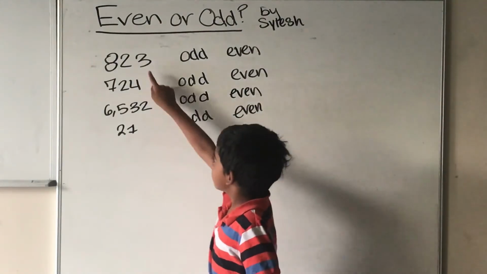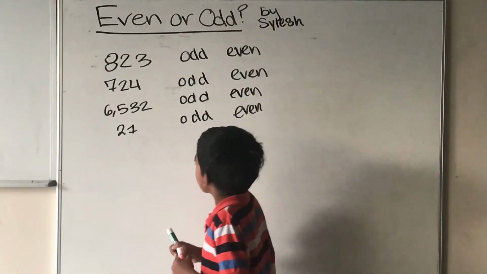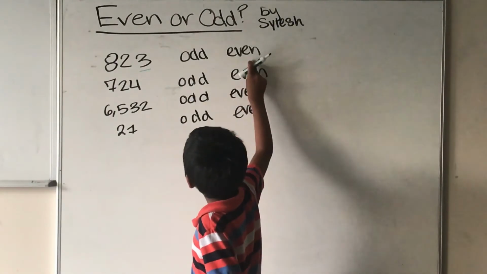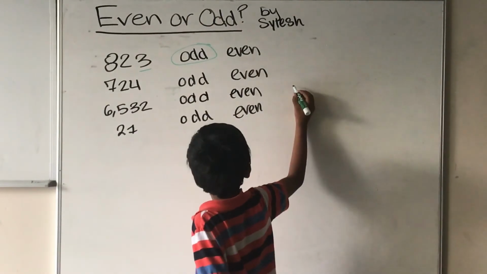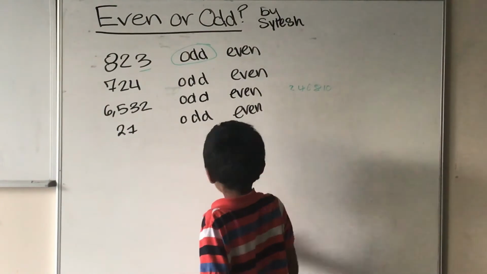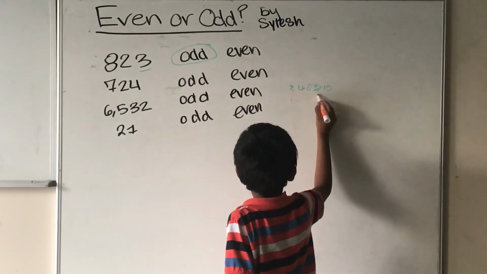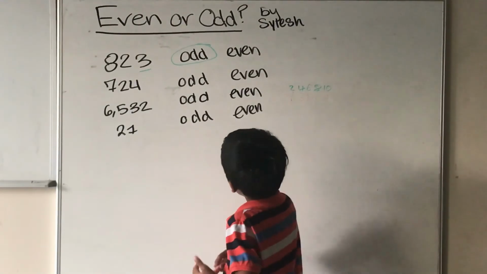Now, Sriya, an Agora Math Circle student, will be solving the even and odd problems. So what is 823? Is it odd or even? Let's look at the final digit. That is 3. Is it odd or even? It's odd because it's not in the 2, 4, 6, 8, 10. It's actually in the 1, 3, 5, 7, 9. So 823 is odd.